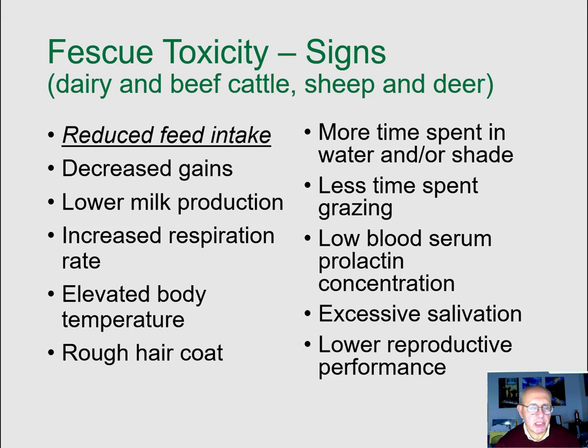But the presence of this endophyte in tall fescue, here are the symptoms that you'll see in dairy and beef cattle, sheep, and deer. Not every single one in every species, but basically these are the ruminant symptoms. Reduced feed intake is going to be the primary cause of a lot of the negative animal performance, but certainly when they're grazing tall fescue, they don't eat as much. When they don't eat as much, they don't gain as much. There's not as much milk production. There is an increased respiration rate, elevated body temperature, and rough hair coat.